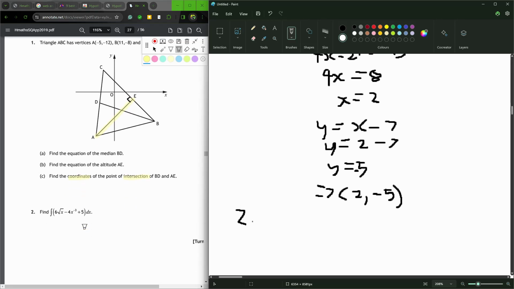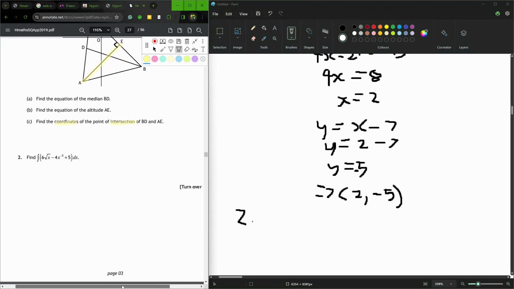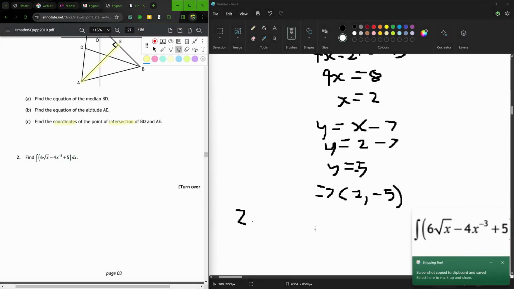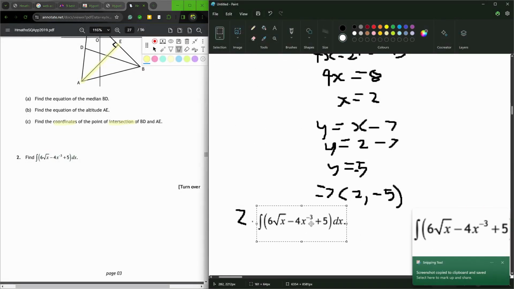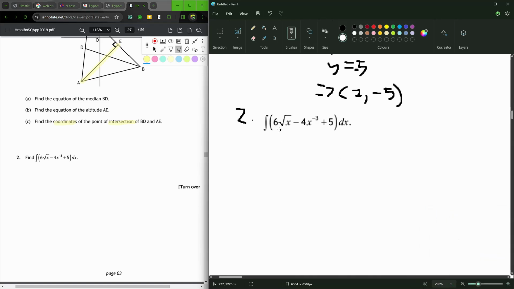Moving on to 2. And oh boy, that looks like a beautiful little integration question. So I'm going to go and shamelessly steal this because I'm too lazy to do anything else. But how are we going to approach this? Well, first thing, I'm going to look at this. I'm thinking 6 root x. That does not seem integratable.